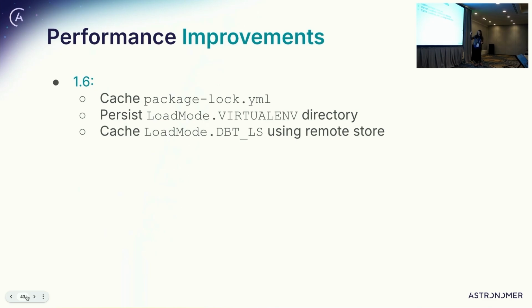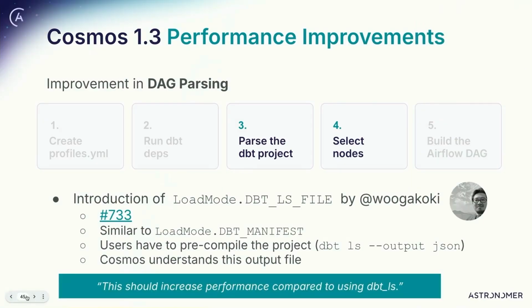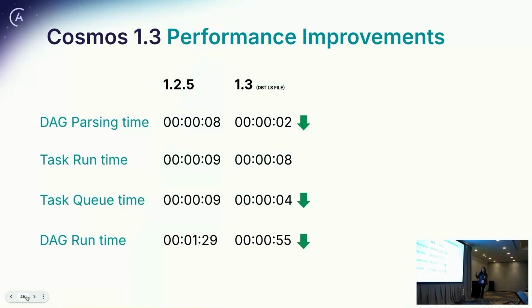And then in 1.6, Pankaj Koti implemented this same caching strategy for dbt-ls, but using a remote storage, which is quite niche. So you're not messing with your Airflow metadata database, and you can still benefit from this performance improvement. This contribution was quite straightforward. The idea is in your CI/CD, you would run dbt-ls output, save this JSON, and give Cosmos this JSON with the topology. This saves Cosmos a lot of time because Cosmos doesn't have to parse the project or select nodes. By doing this, you gain massive performance improvements.